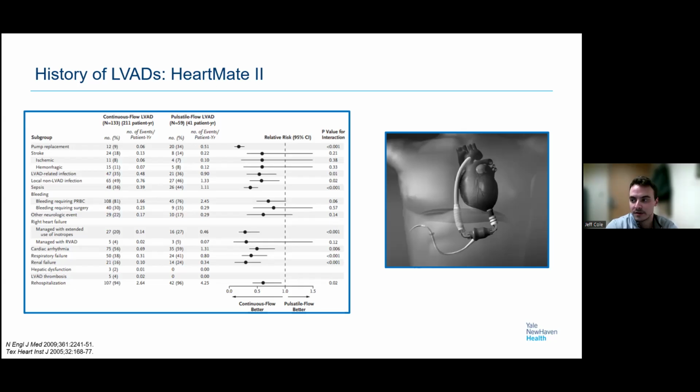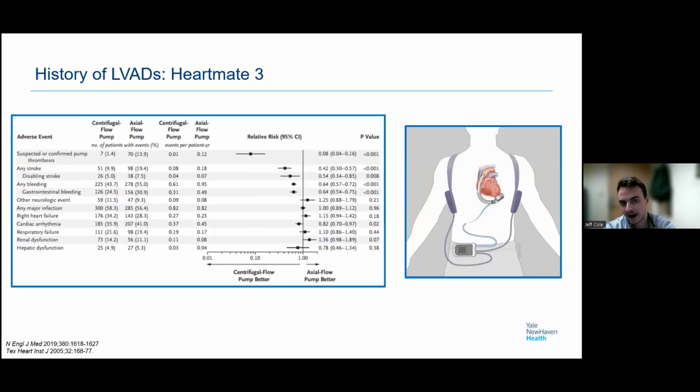Also within this study, aspirin was used in both arms, but warfarin was only used in the HeartMate 2 arm. So this paints the picture of where we started with anticoagulation and antiplatelet therapy, and how that's progressing as the years go on with these new LVADs. And the final one, which is the one that we are currently using in all of our patients, is the HeartMate 3, which was on the diagram at the beginning, one of the first slides that I looked at.